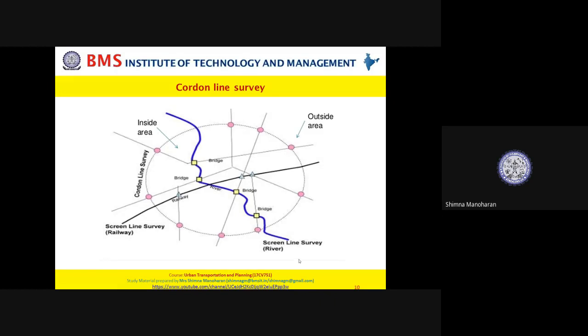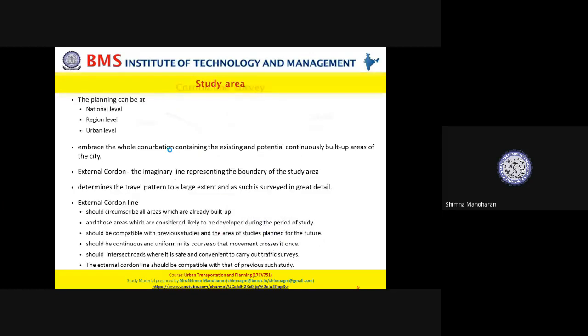Here a screen line is nothing but a line which divides the cordon line into two, or divides the cordon line due to some geographic feature. So here there are two screen lines. One is the river that is flowing, which divides the cordon area, or the study area, into two, and another one is the railway line. So these are the two screen lines. We'll see in detail.